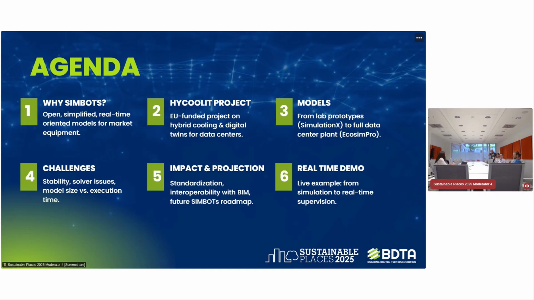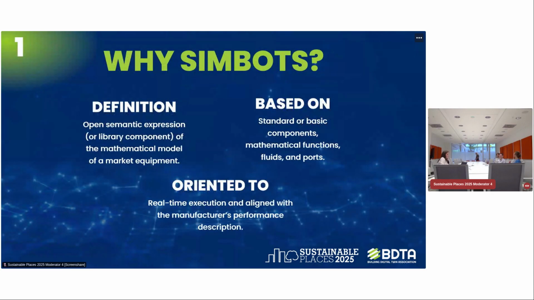I don't know if I can do it in direct. Oh, on my computer, yes, but not on the screen. I think we can view something, probably. So, first, why Simbots? Okay, perfect. Oh, the connection is straight.